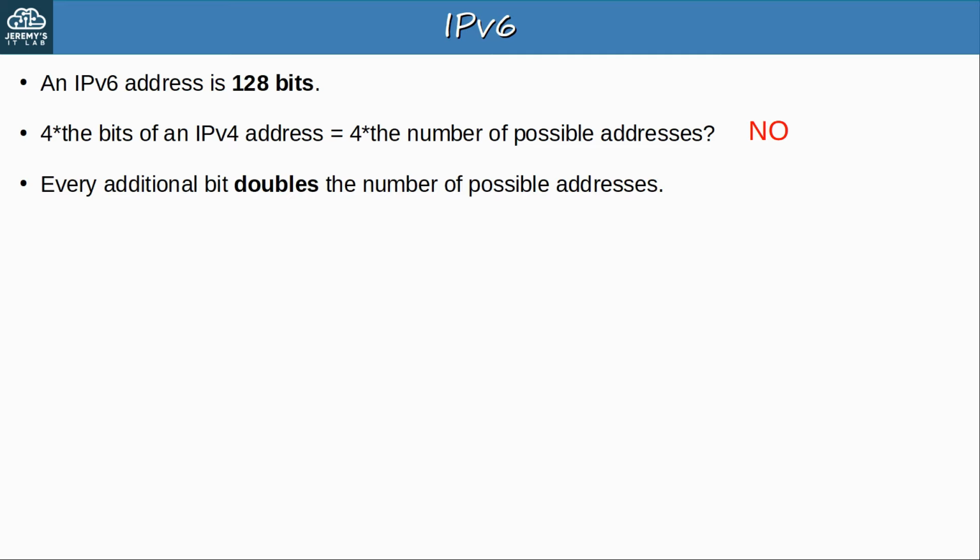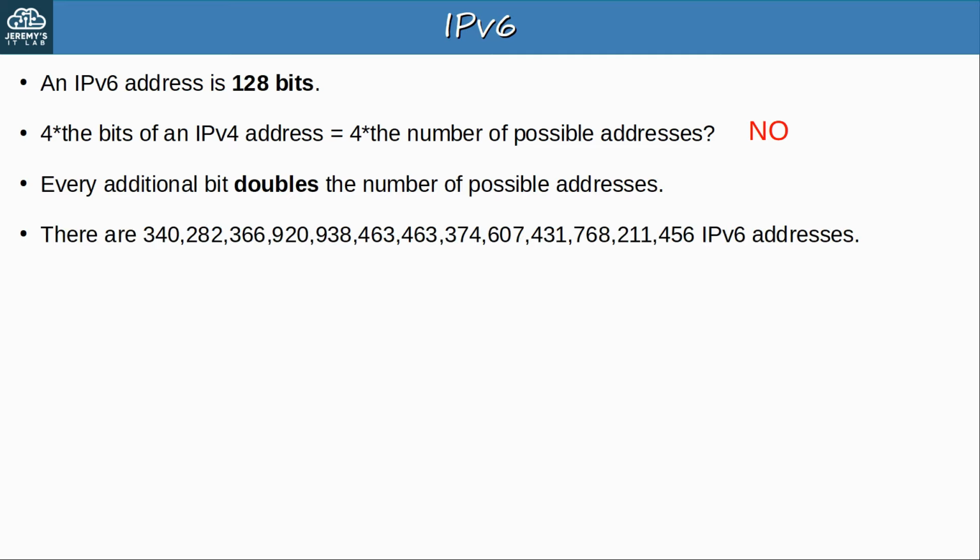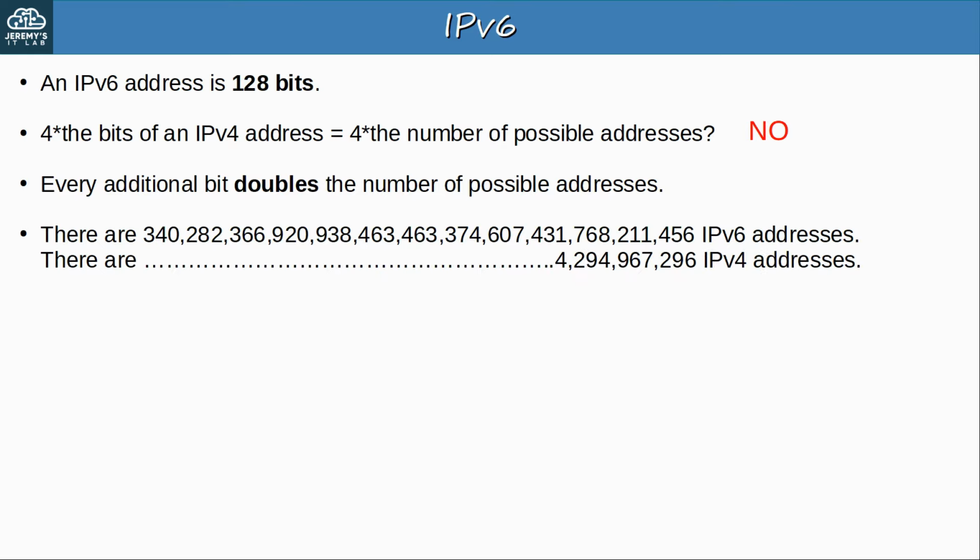So, how many IPv6 addresses are there? There are 340 undecillion, 282 decillion, 366 noncillion, 920 octillion, 938 septillion, 463 sextillion, 463 quintillion, 374 quadrillion, 607 trillion, 431 billion, 768 million, 211,000, and 456 IPv6 addresses. Yes, I had to search on Google to learn how to say that number. But no, you don't have to memorize it. For comparison, here's the number of IPv4 addresses again.